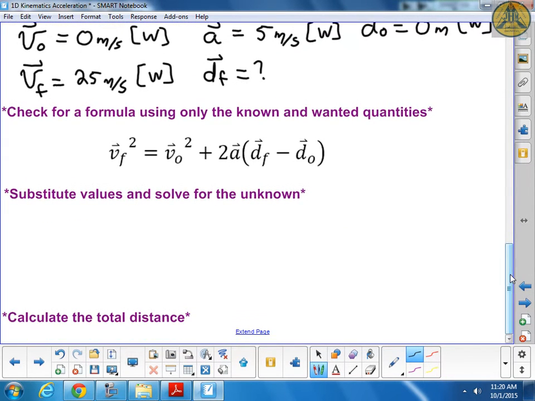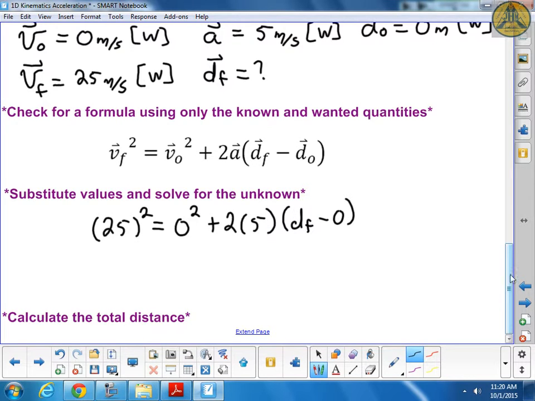So 625 equals 10 df. In my other formula, I had negative 625 equals negative 10 df. This problem is symmetric, and that's because it went from 25 east to 25 west. If those two numbers were different, we wouldn't see that happen. Okay. So 62.5 meters is final position. Remember, this is just west.